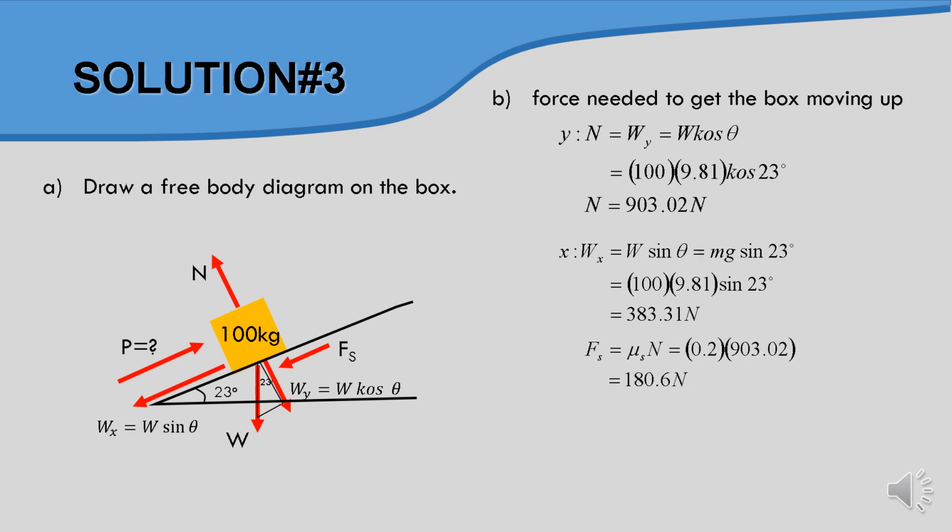And once we get the value of the normal force, we can easily get the value of static friction. So we substitute the value and we multiply by the coefficient of static friction, 0.2, and we get the value of friction force is 180.6.